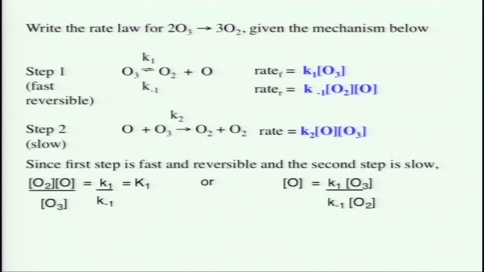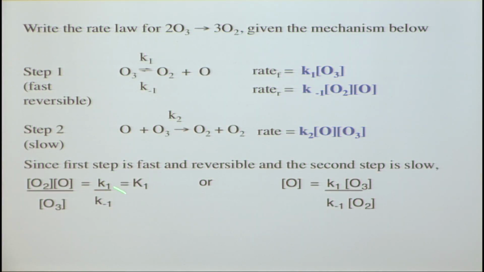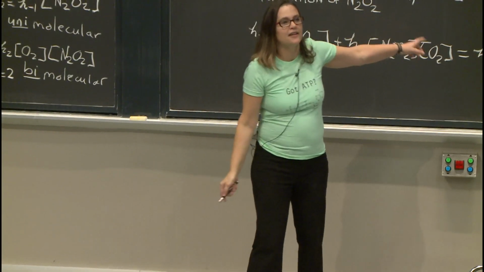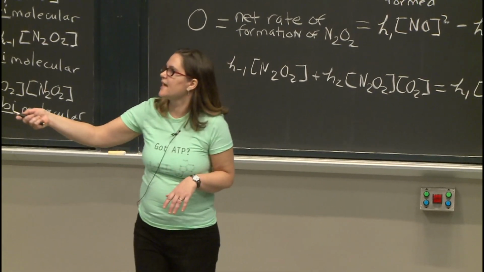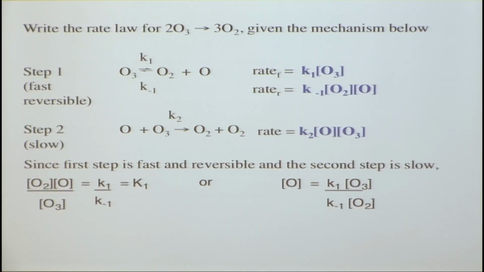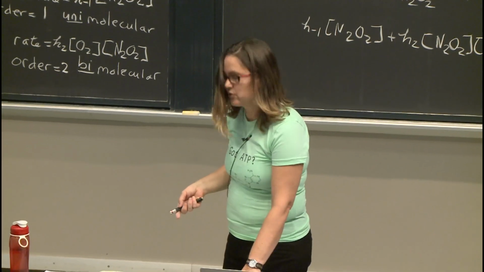We can say our equilibrium expression, products over reactants, equals little k1 over k minus 1, or equilibrium constant K1. Solve for O, and get either big equilibrium constant K1 or a little rate constant k1 over k minus 1, and we have O3 over O2 here. So this was a lot simpler than doing all of that. So again, if you have a fast reversible step followed by a slow step, you can solve for the concentration of your intermediate using an equilibrium expression, which you all know how to write. So that makes your life easier.